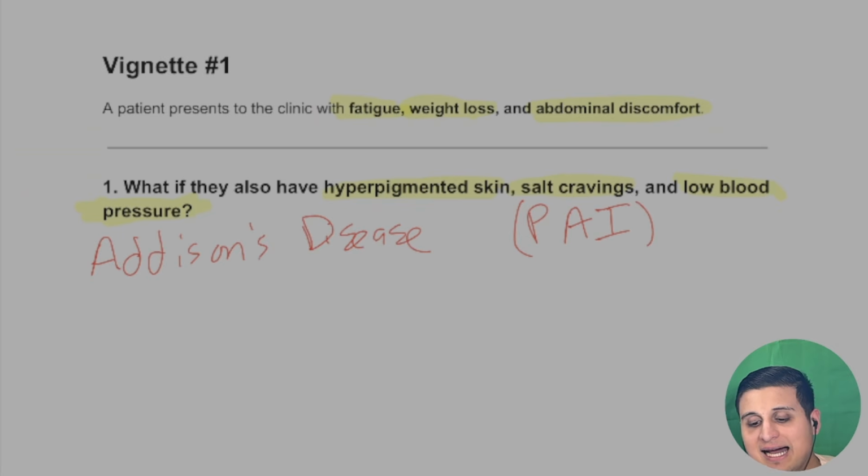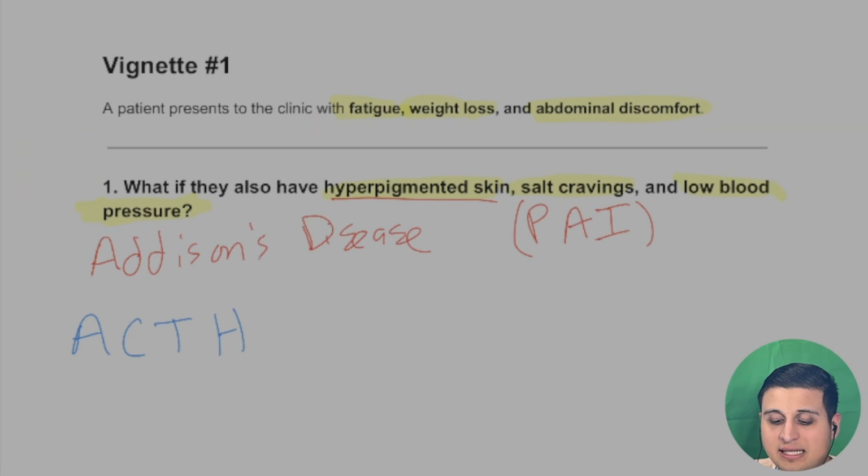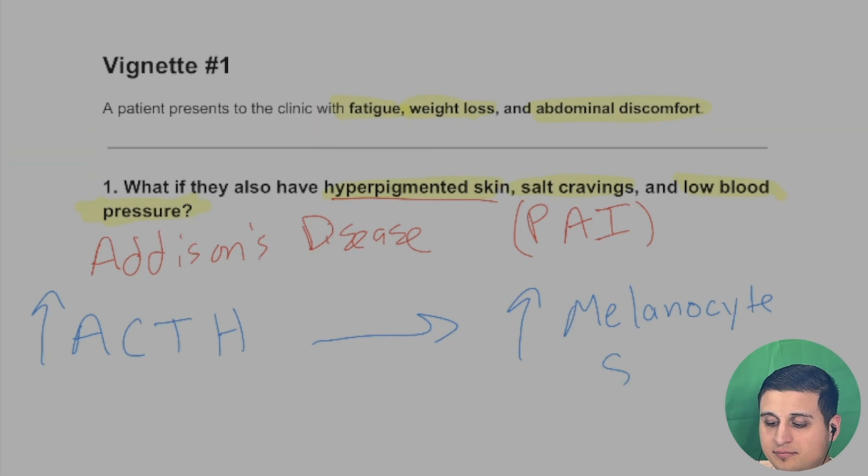So in Addison's disease, we're going to get this hyperpigmented skin. Why? Because if we don't have a functional adrenal gland that can make cortisol and aldosterone, then we're going to keep secreting ACTH. ACTH itself, the molecule itself, is not what stimulates melanocytes. However, there is a precursor molecule that's very similar to how melanocytes are stimulated. So when you have a lot of ACTH, it often will result in a lot of melanocyte stimulation. All right, so that's how we get that hyperpigmentation.